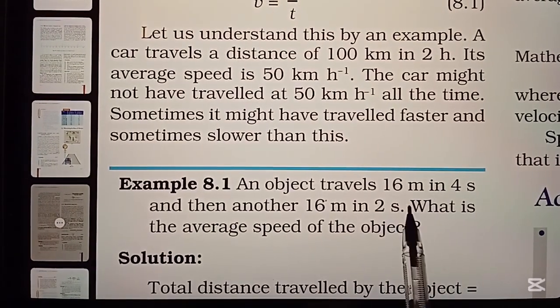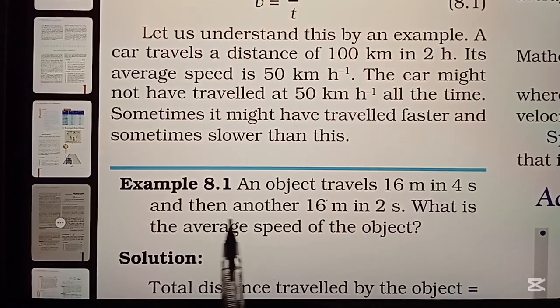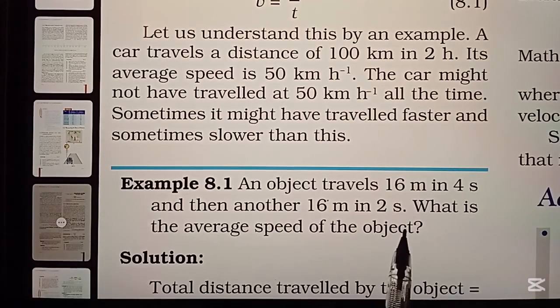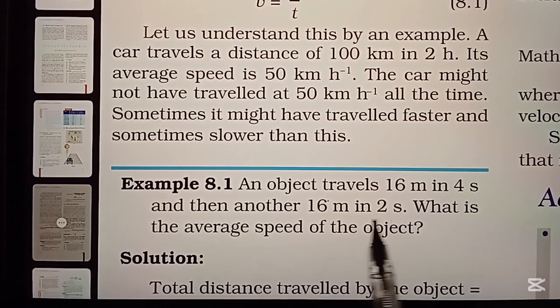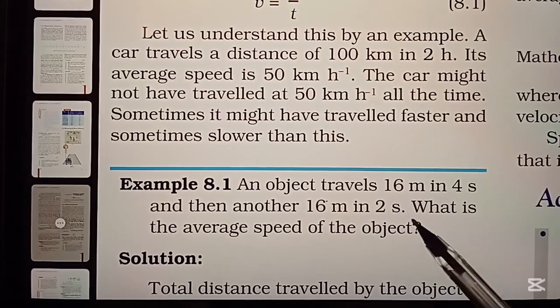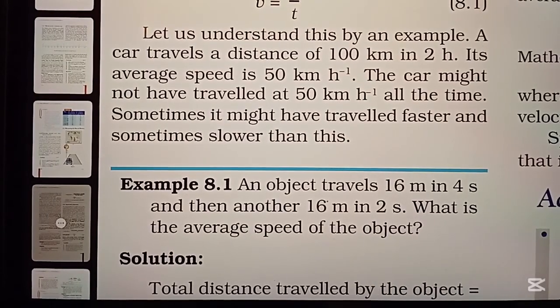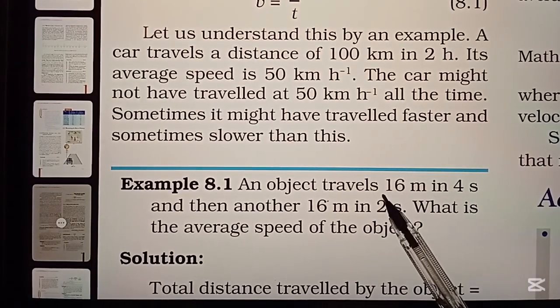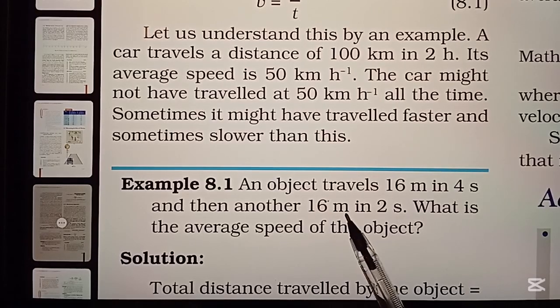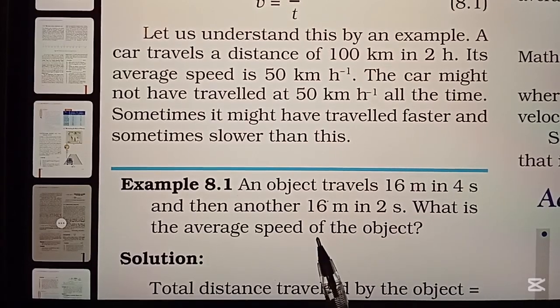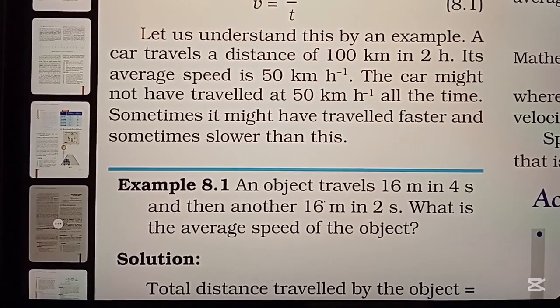Let's look at this question for example. An object travels 16 meters in 4 seconds and then another 16 meters in 2 seconds. What is the average speed of the object? You can see this is non-uniform motion. Why? Because in different times the object is traveling 16 meters. Now they're asking the average speed.